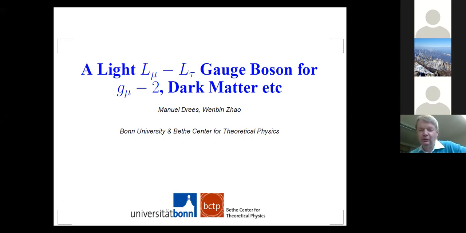Today I want to tell you about the many things one can explain at the same time if you extend the standard model by a new U(1) gauge group. Well, for the dark matter part, you also need to add one extra dark matter particle, not surprisingly.